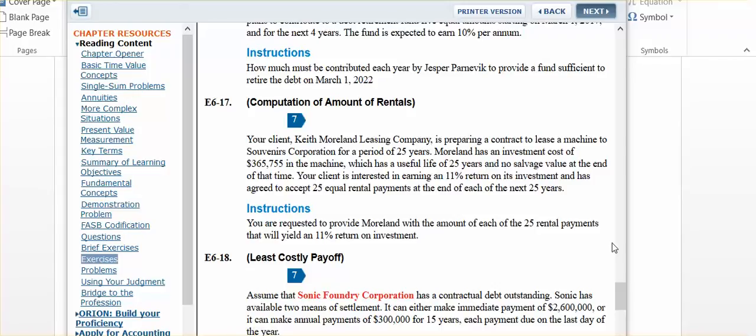All right, let's go ahead with exercise 6-17. Again, we're in Unit 7 of Accounting 300. 6-17, your client, Keith Moreland, is trying to lease a machine to somebody, right? Souvenirs Corporation, but we're dealing with Moreland. Moreland is leasing a machine for 25 years. Moreland paid or invested $365,755 in the machine.